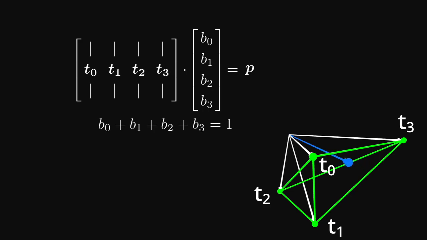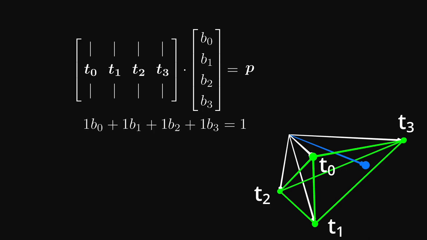For example, if P lies on T0, then only B0 is 1 and all the other components are 0. If P is in the exact middle of the edge of, say, T1 and T2, then both B1 and B2 are 0.5 and the other two are 0, and so on. Remember, the barycentric coordinates are like a local description of P relative to the tetrahedron. It's what we want to compute.